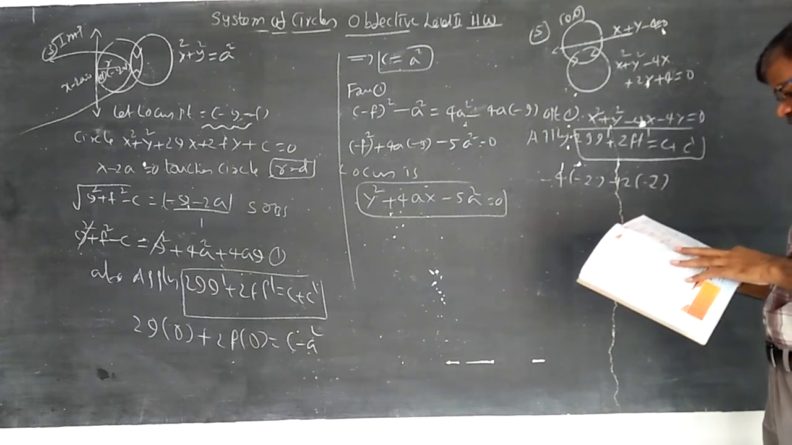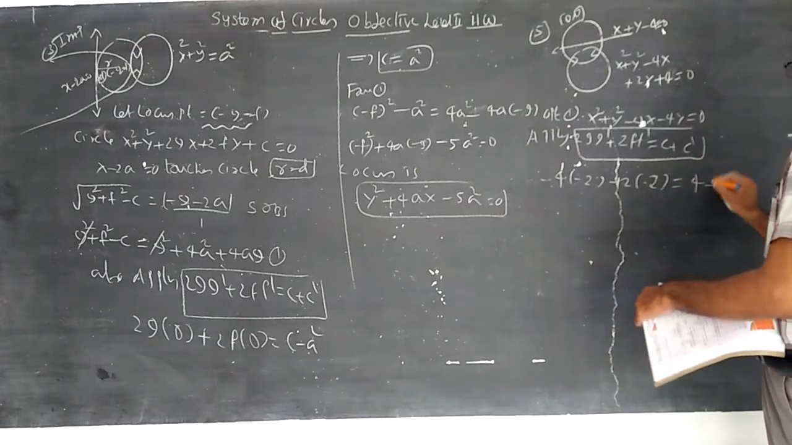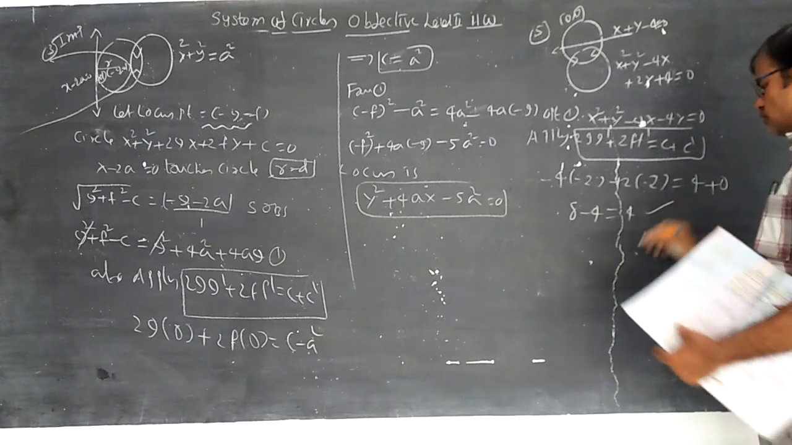Let us go and discuss once more. Plus 4 he has given. Okay. c plus c dash is 4 plus 0. So 8 minus 4 equal to 4.